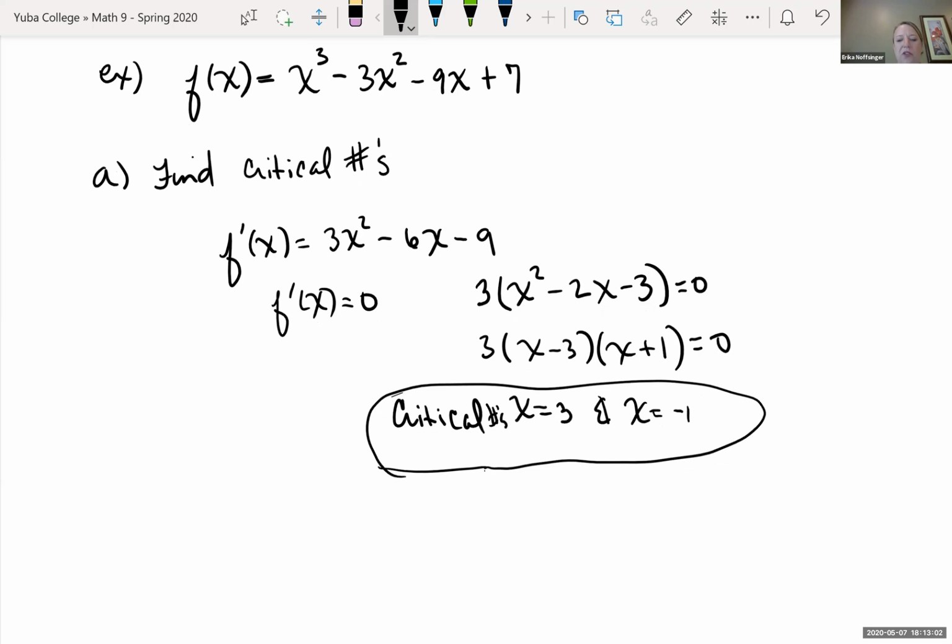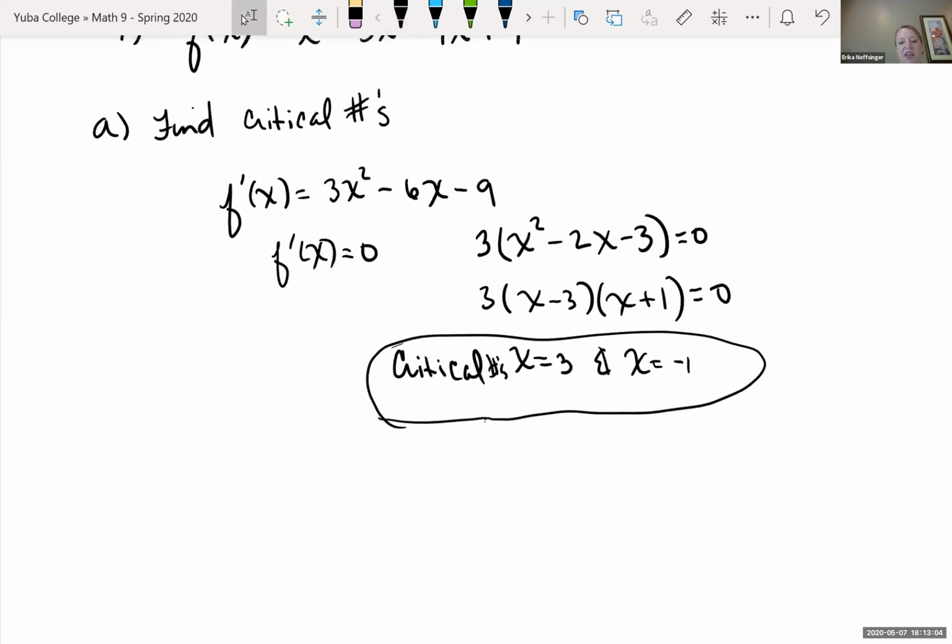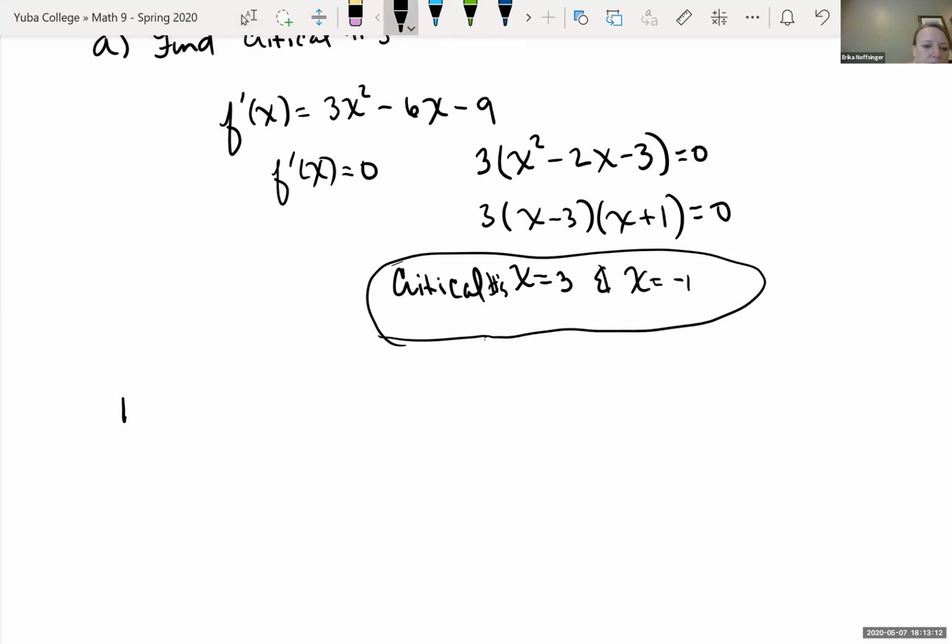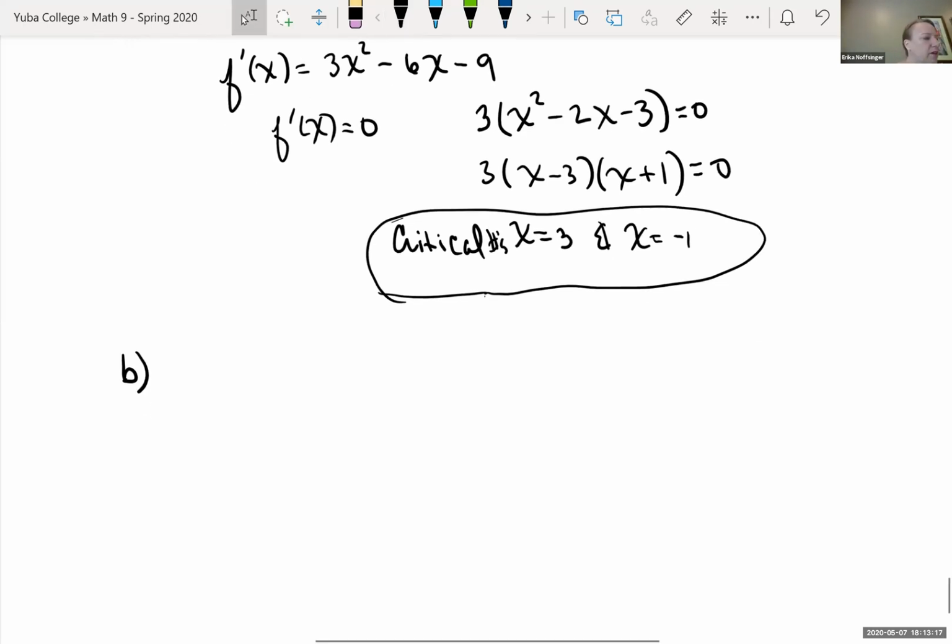Okay, so critical numbers will help us with where our graph is increasing and decreasing, and it will also help us find maxes and mins. So find where f of x is increasing and decreasing.